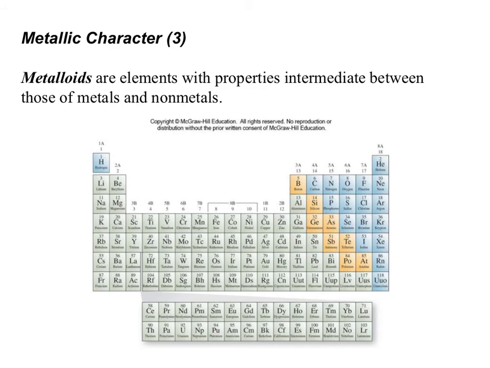Metalloids are elements with properties intermediate between those of metals and nonmetals. Those would be the yellow elements on this periodic table.